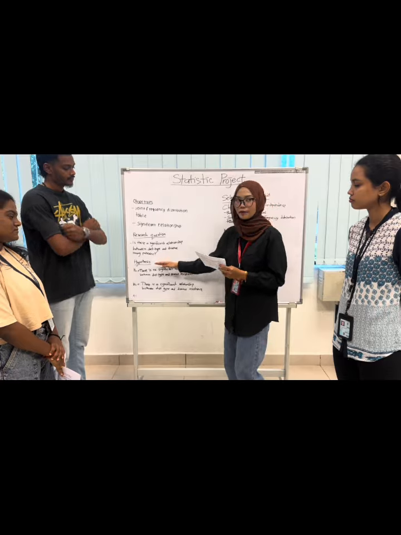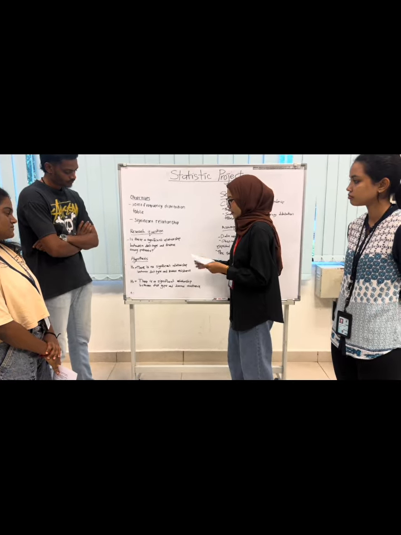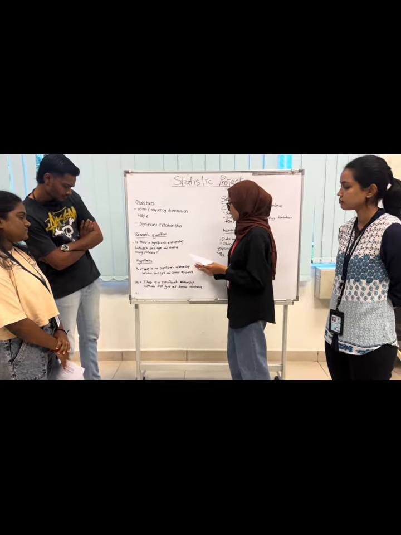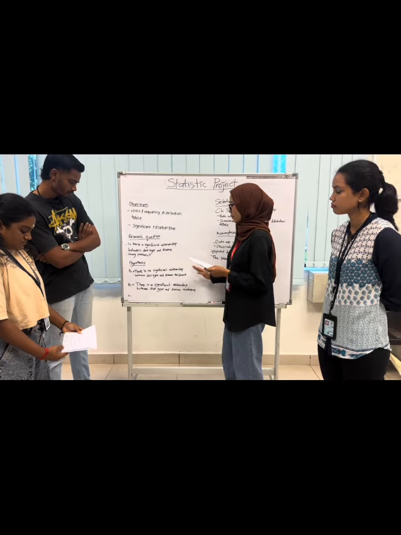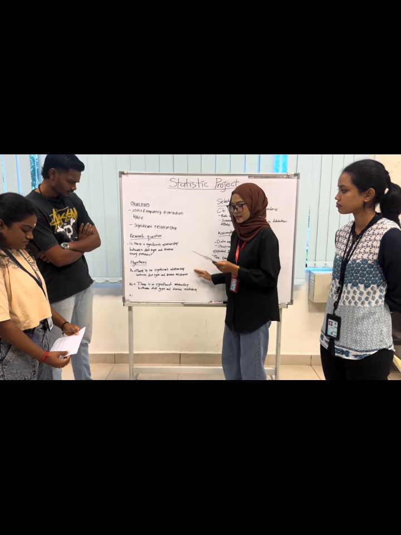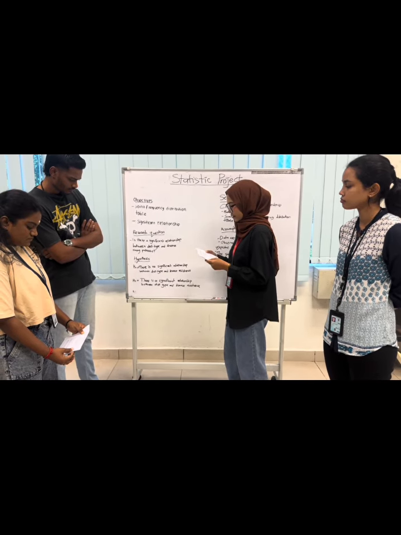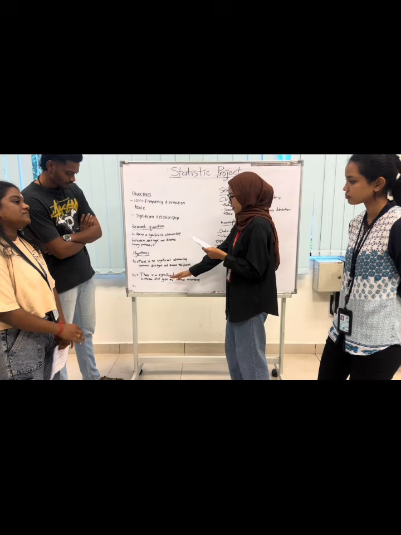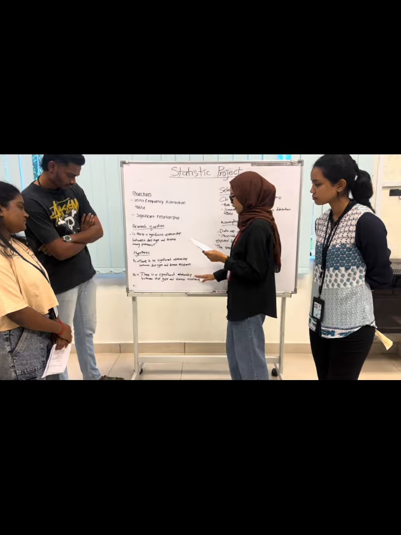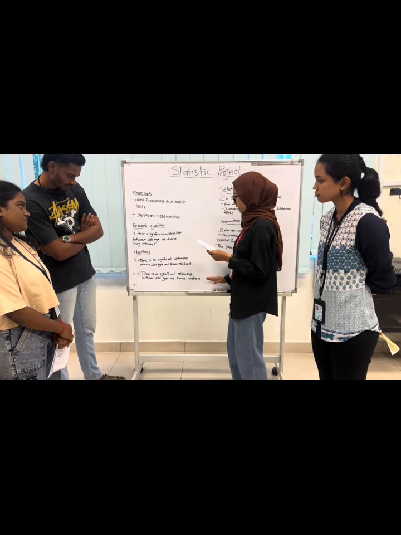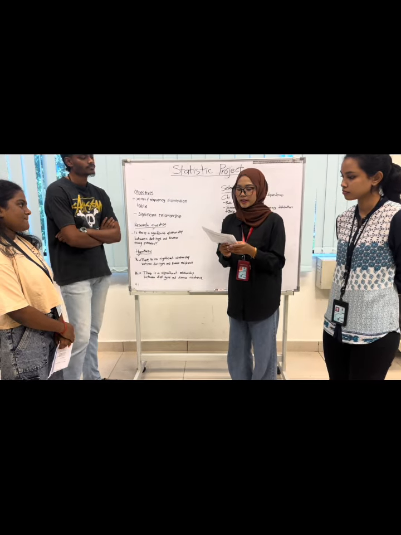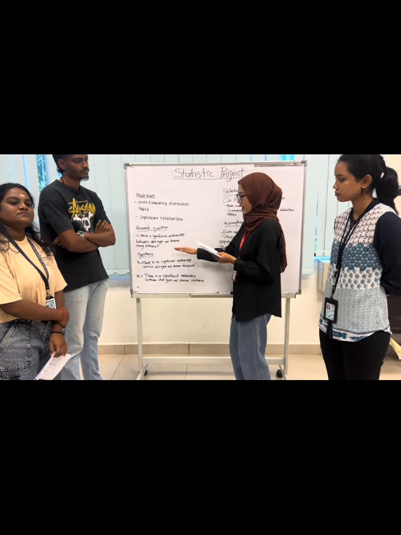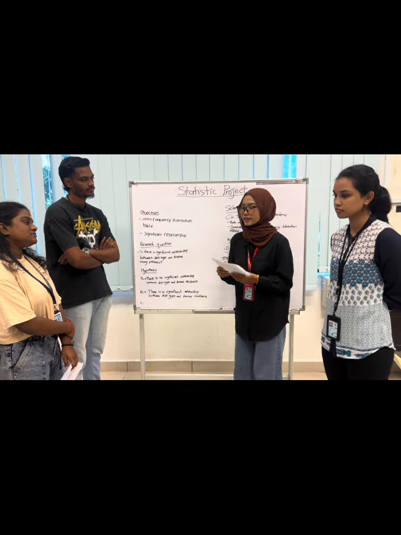So the next is our hypothesis. The null hypothesis states that there is no significant relationship between diet type and disease resistance. The second is the alternative hypothesis, which states that there is a significant relationship between diet type and disease resistance. In other words, disease resistance depends on the diet type. This hypothesis is tested at the 5% significance level.